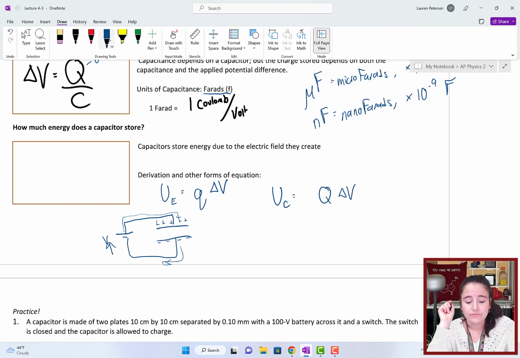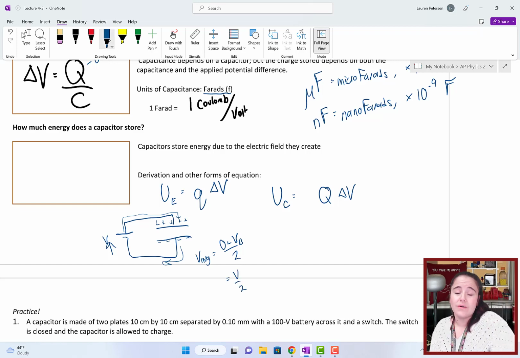However, the voltage of a capacitor is not the voltage of the battery the whole time. That charge builds, and it adds, and it adds, and it adds. The voltage starts at 0 and then goes to the voltage of the battery. So the average voltage, you can think of as 0 plus V battery over 2, or V over 2. So in our equation for the energy of a capacitor, we have a factor of 1/2 there. So 1/2 Q delta V.